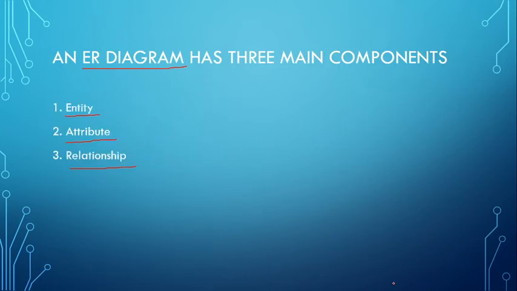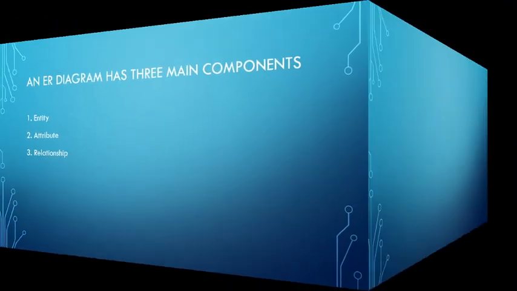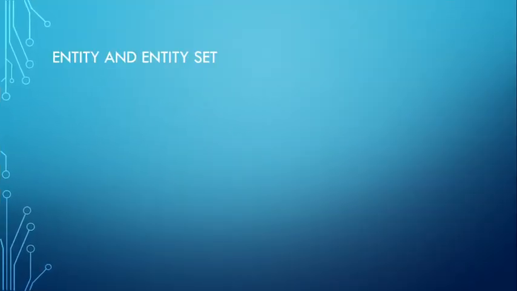So as we have seen, the main components of an ER diagram are entity, attribute and relationship. Again, entity has weak entity, attribute has 4 types and relationship has 4 types. So let's talk about entity and entity set.